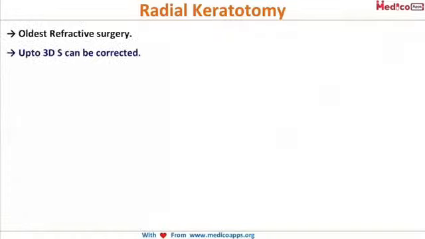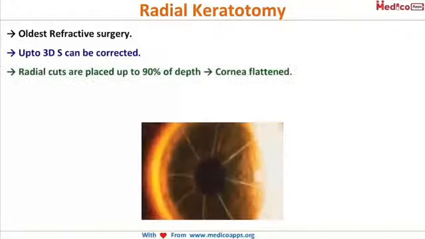Now, the most primitive type of refractive surgery that was done is radial keratotomy. It could correct up to 3 diopters spherical error of the eye. So the procedure was, you can see these lines. These cuts were made in 90% depth of the cornea, so the cornea would get flattened. So mainly you can understand that it was used to correct myopia.